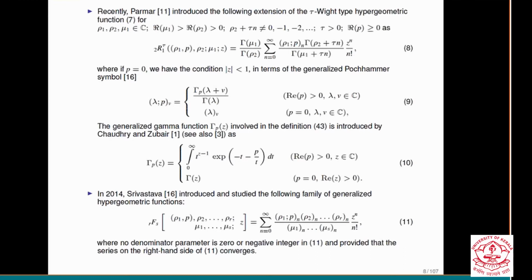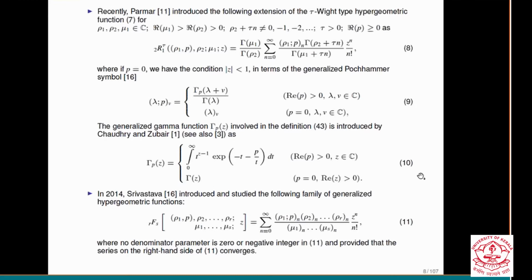That is defined as equation number 10. Here they took t raised to power z minus 1, exponential minus t, and basically they introduce this minus p upon t. So if we put p equal to 0, then ultimately this is converted into the gamma function that is mentioned here. This is equation number 10.